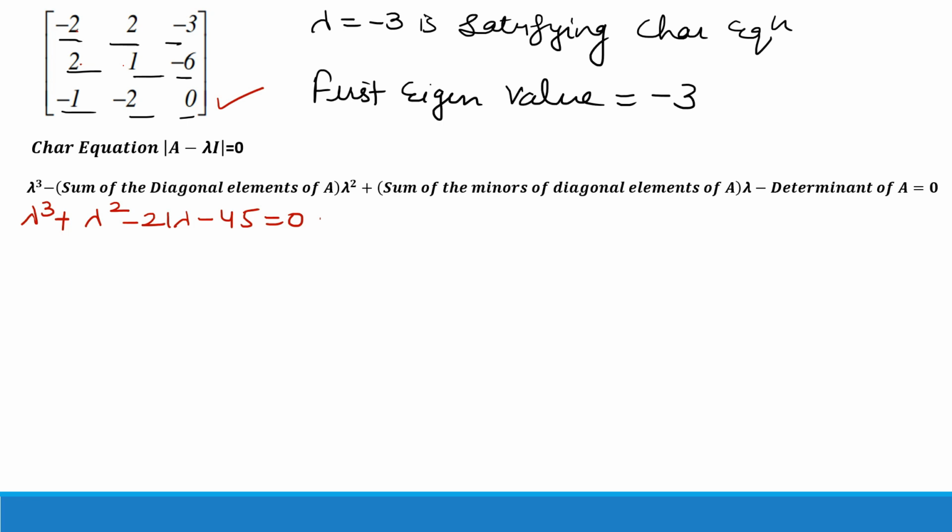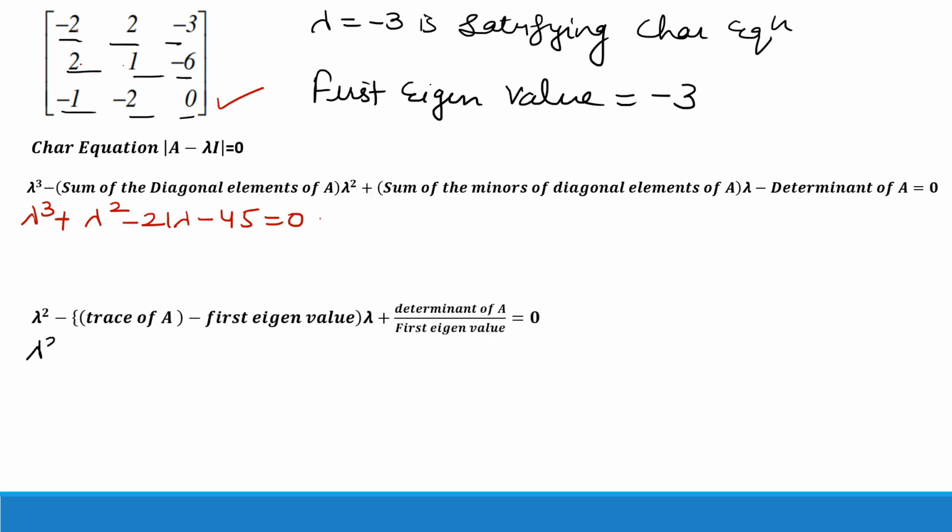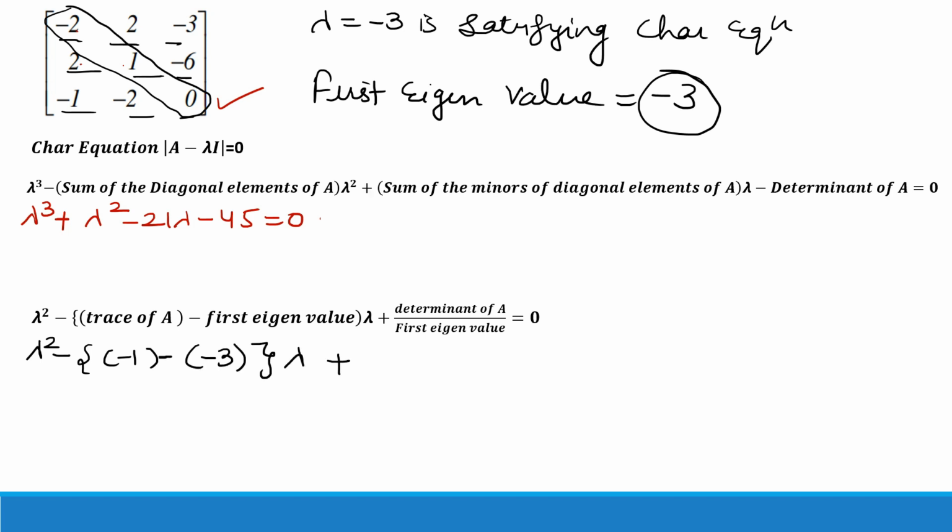For that we can use this formula. What we used to do: lambda square minus the trace. What is the trace? The trace is the sum of the diagonal elements, that was minus 1, right? So this is minus 1 minus the first eigenvalue. The first eigenvalue is minus 3, so place this value here. This is the coefficient of lambda. Plus determinant of A. What is the determinant of A? That was 45, right? 45 over the first eigenvalue, which is minus 3, equal to 0.